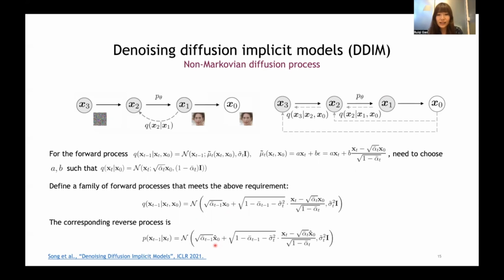And note that this specification of the formulation doesn't require a specific value of sigma t tilde, which means sigma t tilde can be literally arbitrary values. So that's why it actually defines a family of forward processes with different values of sigma t tilde.